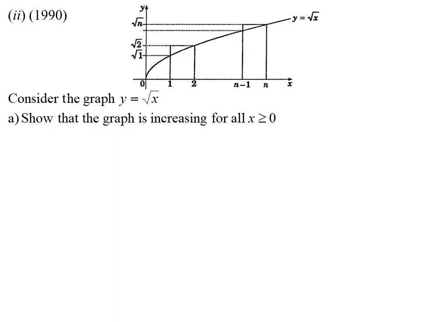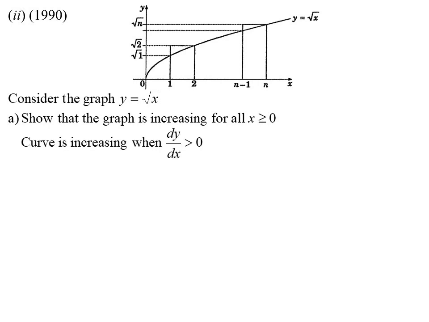Alright, let's look at some questions that have come from, well, this one's a very old one, 1990. They gave us y equals square root of x, so the top half of the parabola, and they've also drawn some rectangles in there. You'll see why they did that in a second. Show that the graph is increasing. Unfortunately, we can't just look at the picture and say, well look, it's going up. It's obvious. They want us to actually have some maths behind it.